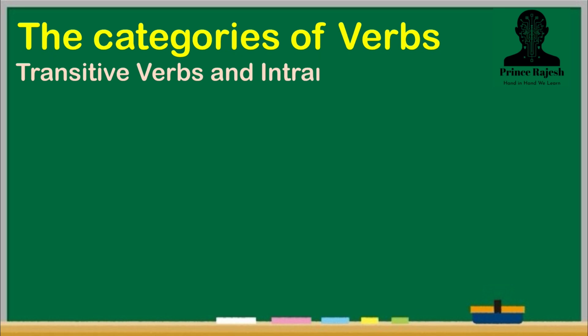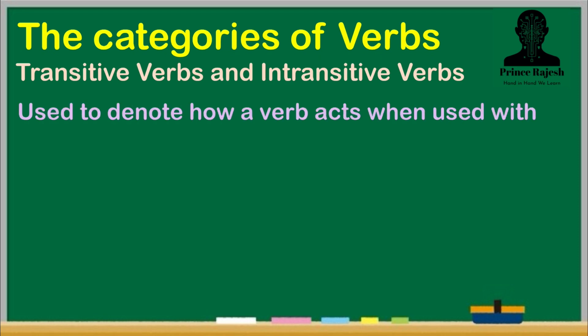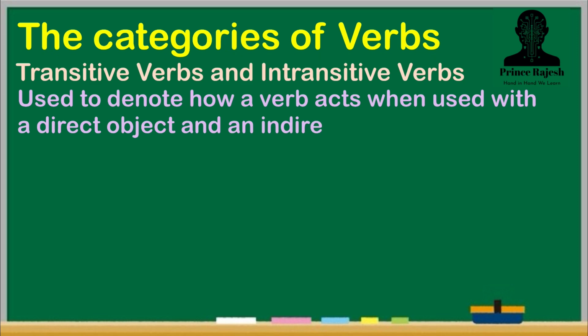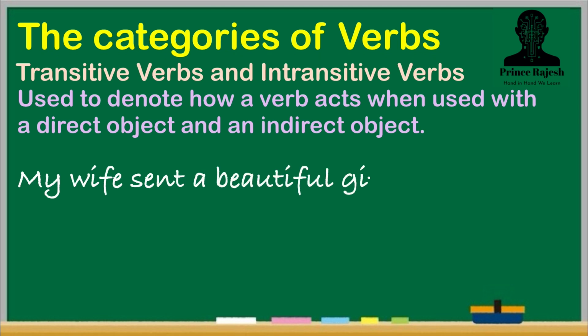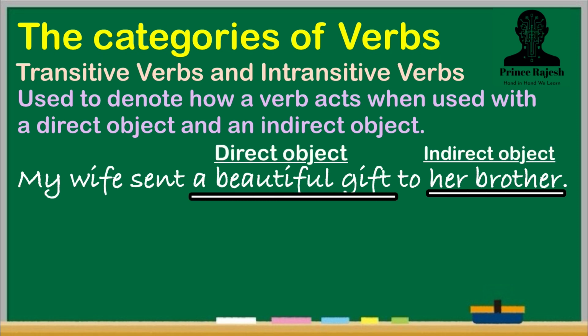Transitive verbs and intransitive verbs. Transitive and intransitive forms of verbs are used to denote how a verb acts when used with a direct object and an indirect object. Let us look at a few examples. My wife sent a beautiful gift to her brother. Here, her brother is the indirect object and a beautiful gift is the direct object.